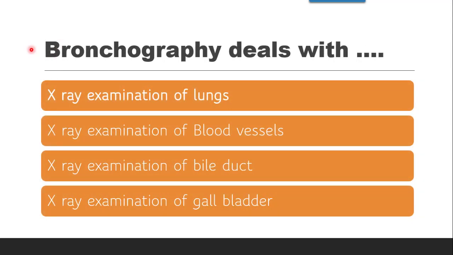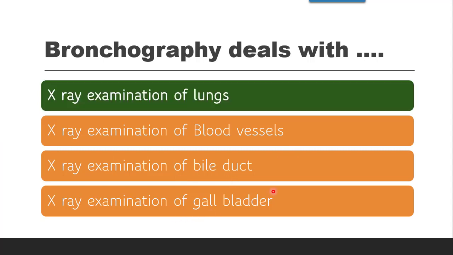Next question is, bronchography deals with broncho. Since the word is broncho, it deals with the lungs. Other options are blood vessels, bile duct and gallbladder. The correct answer is X-ray examination of the lungs.